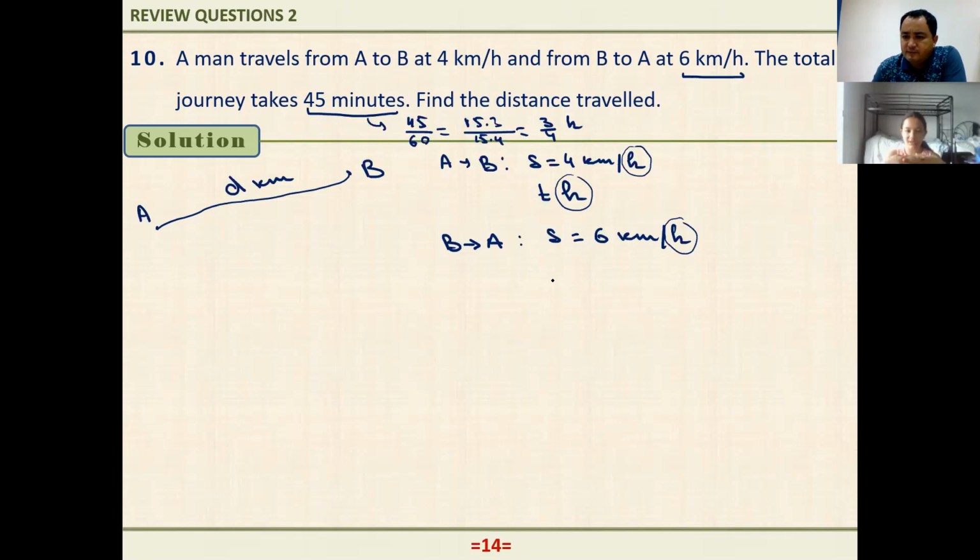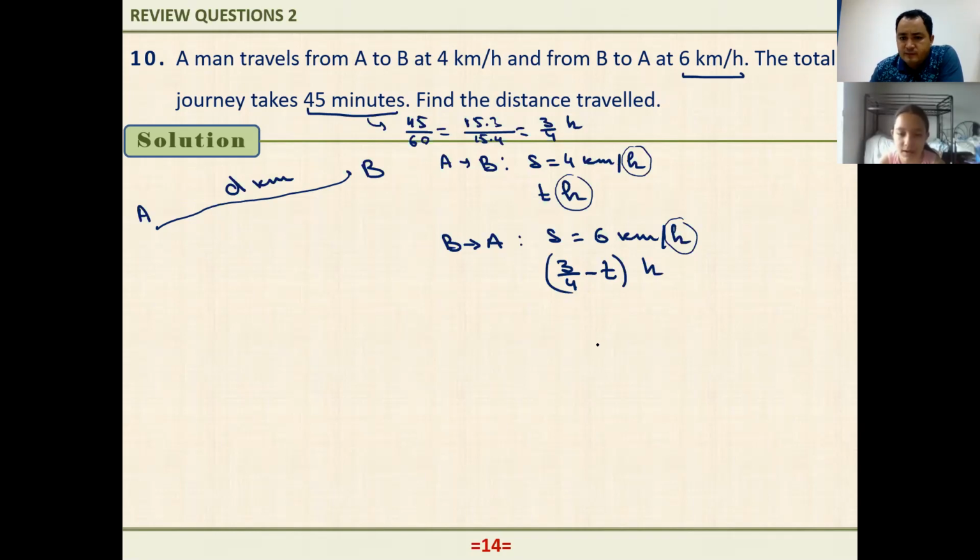It should take the same distance. No, it's not the same, because speeds are different here. That's why it doesn't take the same. If you travel at the same speed, it would take the same time. So total time is 3 over 4, Shahina. Then to travel from B to A took how many hours? 3 over 4 minus T hours.